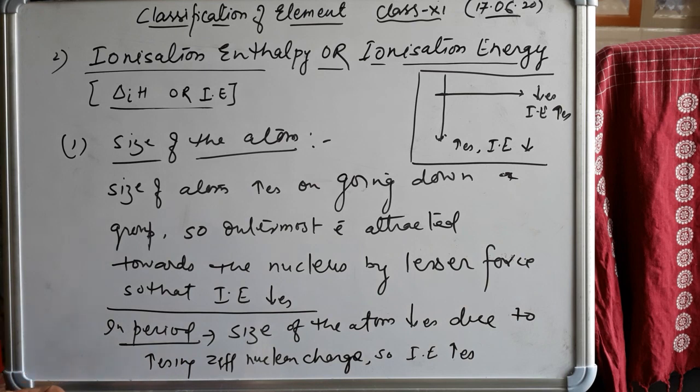In this way, we can learn and memorize the reason. The first factor on which ionization enthalpy depends is the size of the atom: why ionization enthalpy decreases in a group and why it increases in a period.